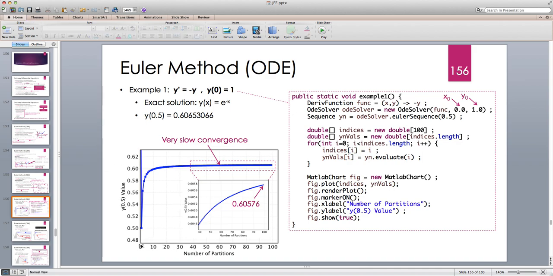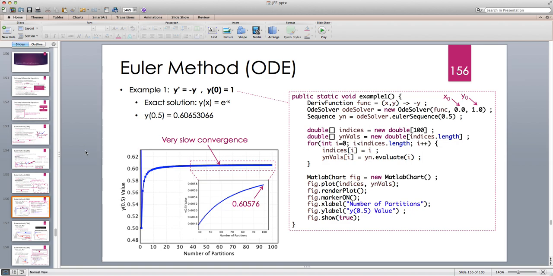As I start to increase the number of partitions or increase n, we see that the value starts to converge. So obviously we see the convergence. But after even 100 points, the 100th term in this sequence yn, if I zoom in, you see the value is 0.6058. So we have only two to three decimal places of accuracy. So it's painfully slow.